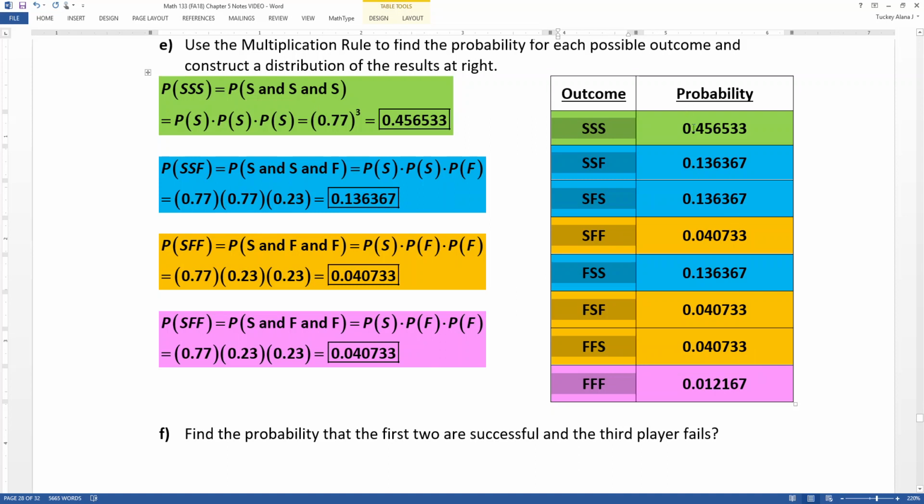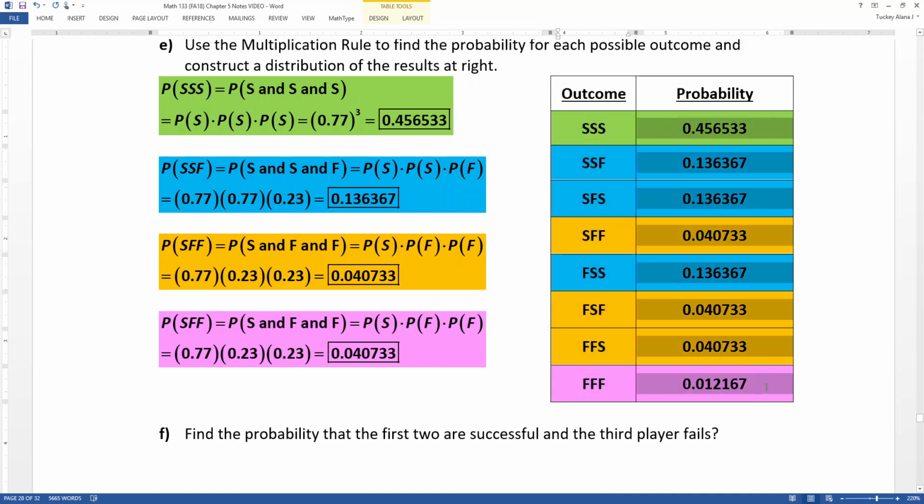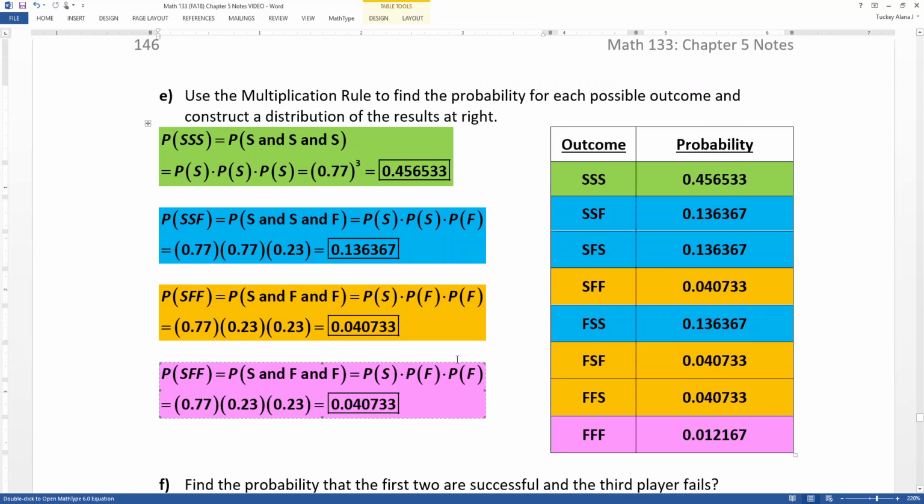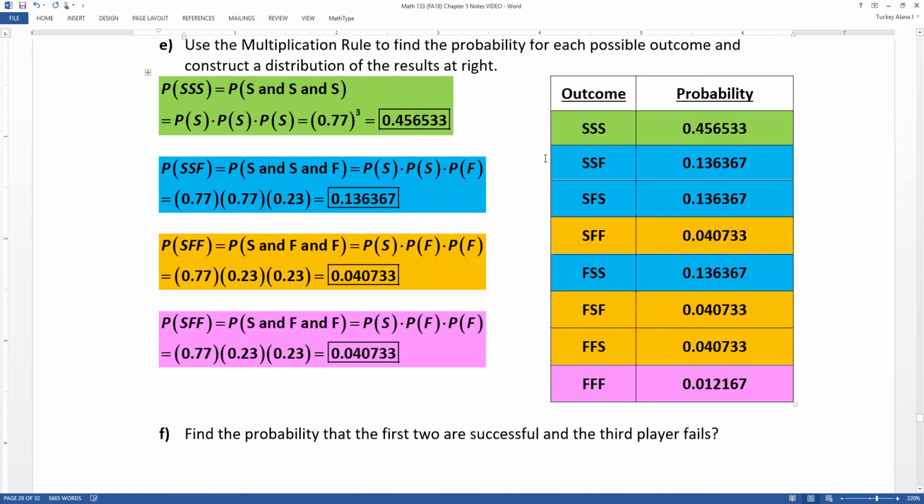And then we used the multiplication rule to be able to actually find the probabilities we were looking for. Now there is an easier way to do this, sort of, but we'll learn about that in section 6.2. So until that time, this is how we have to do it.